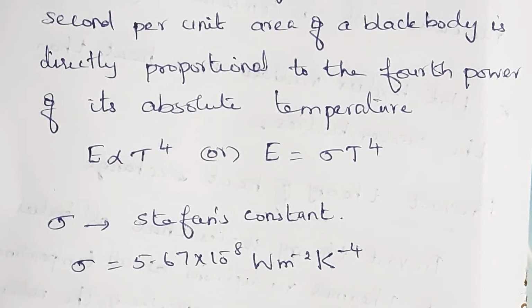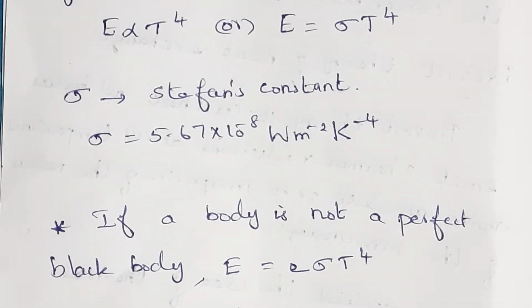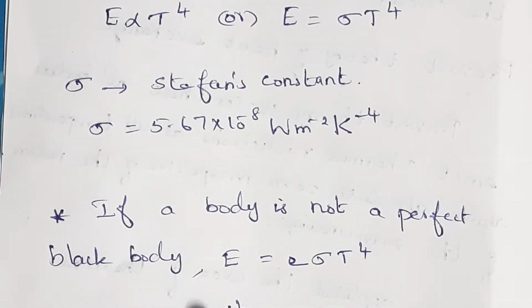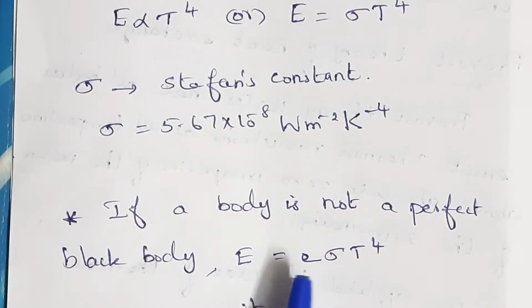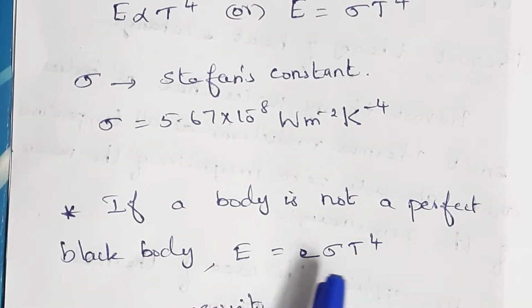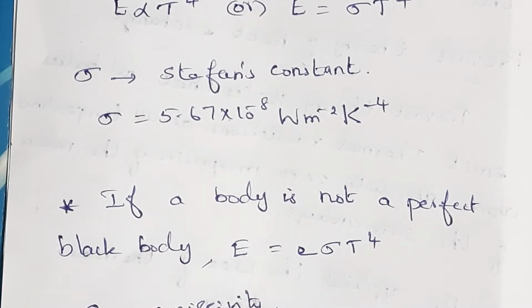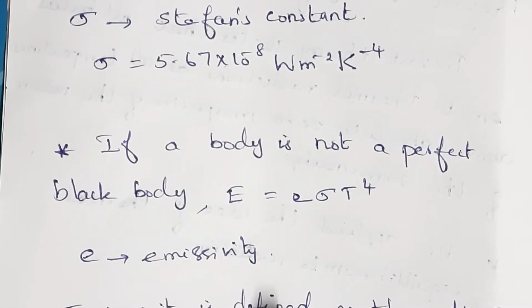Understand? So we have discussed two heat laws, one is Prevost theory of heat exchange, another one is Boltzmann Law. In the Stefan Boltzmann law, a special kind is there. If a body is not a perfect black body, we can write the heat radiated per second per unit area as E is equal to small e sigma T power 4, where small e is known as the emissivity of the surface. So what is emissivity?